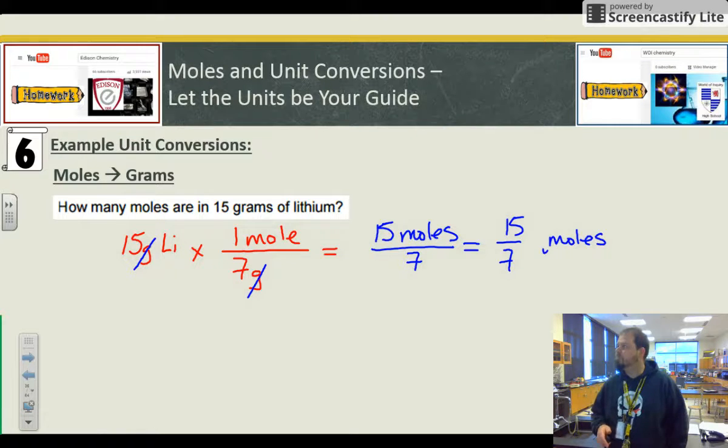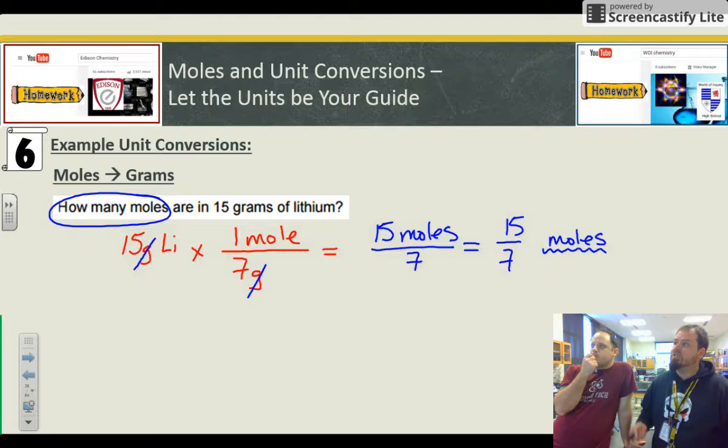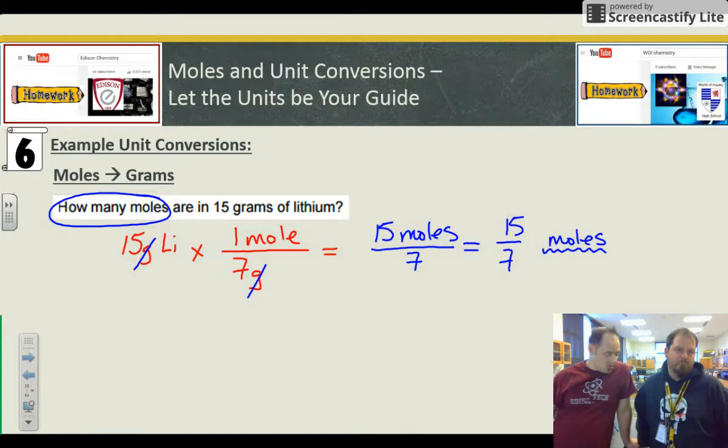And so good. See how now our final units are in what they asked for, and it's what the question asked. So there's the reading comprehension piece. It says how many moles. My answer had better be in moles, units being my guide. I saw what I needed to get to. I set up my conversion factor so I got there. That's what this is about.